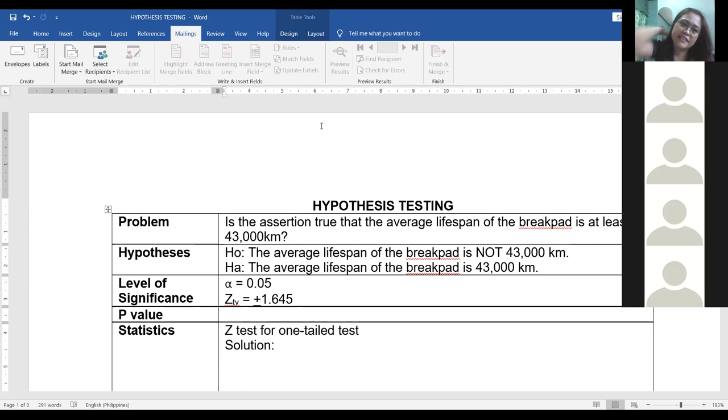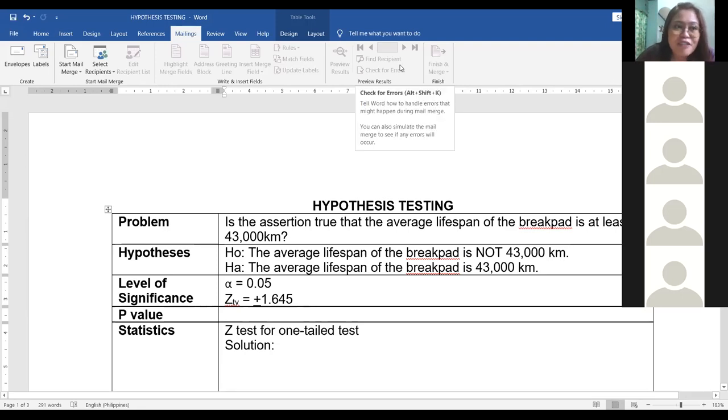So the first one, nagbuhat na ko og example na hypothesis nga gibuhat based dito sa problem. So the null hypothesis here is, for me, na akong na-formulate, the average lifespan of the brake pad is not 43,000 kilometers. Kaingon man ang company, 43,000 kilometers daw ang lifespan sa ilahang brake pad. So ang ako ang hypothesis, the null hypothesis, which is on the negative nga side, dili siya tinuod na the lifespan of the brake pad is not 43,000 kilometers. And then for HA, alternative hypothesis is just the opposite. So the average lifespan of the brake pad is 43,000 kilometers.